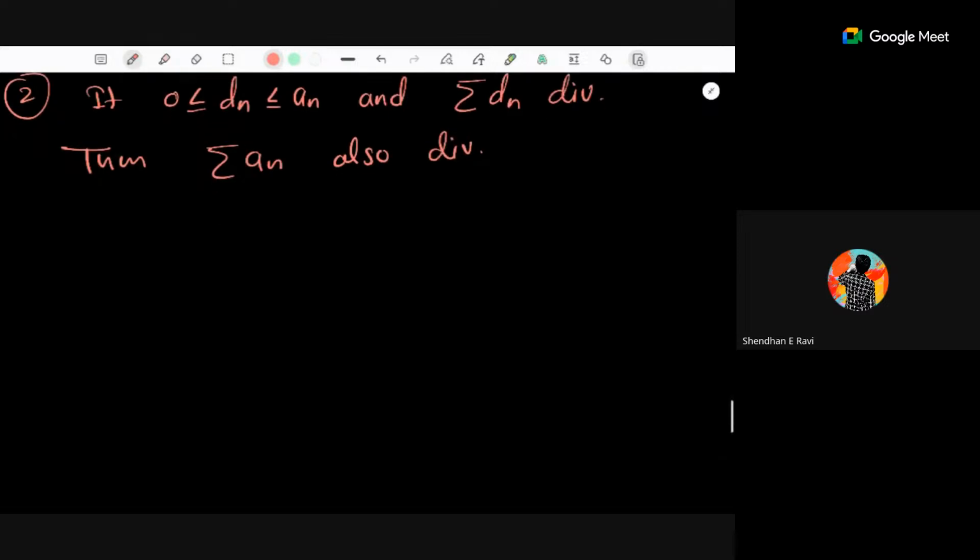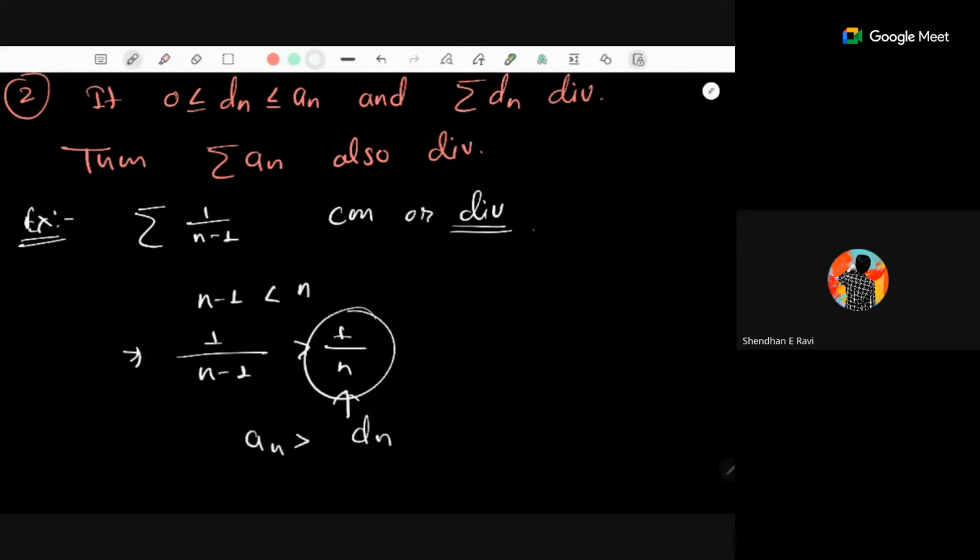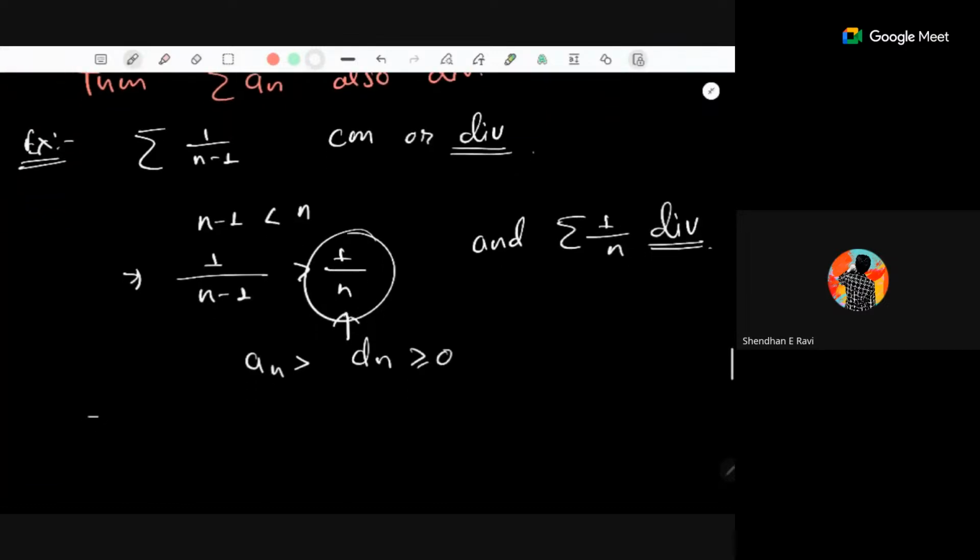Okay, so here we can take one example. What about the nature of summation 1 by n minus 1? Does the series converge or diverge? We know that n minus 1 is strictly less than n, and this implies that 1 by n minus 1 is strictly greater than 1 by n. So this 1 by n can work as dn for us. Here an is strictly greater than dn, which is greater than or equal to 0, and summation 1 by n diverges by the p series. So by the comparison test, summation 1 by n minus 1 also diverges.